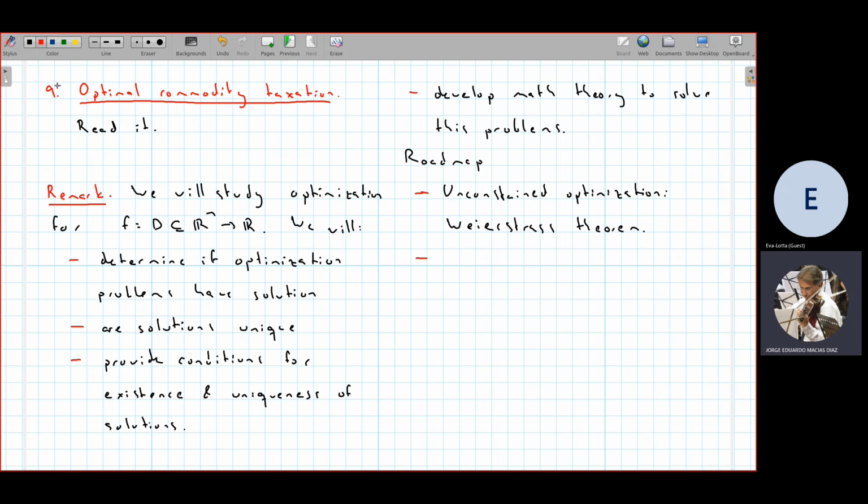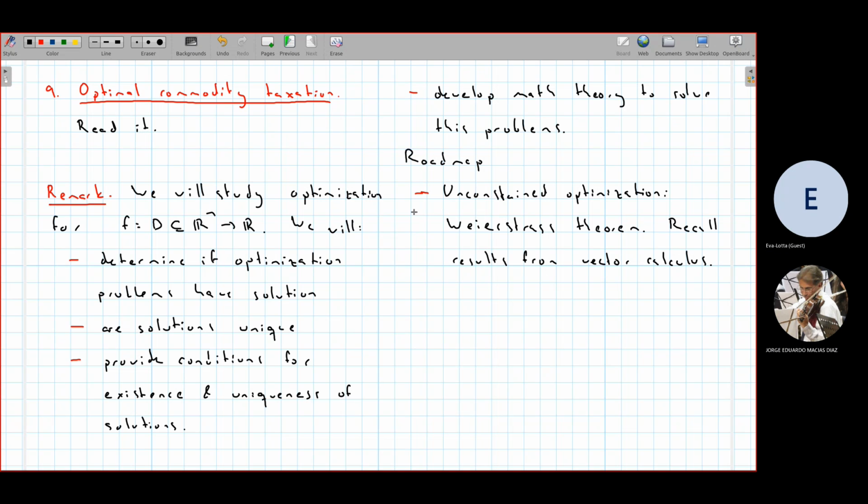Still in unconstrained optimization, we are going to remember some results from calculus, especially criteria for the first and second derivative to determine if some critical point is actually a maximum or minimum.